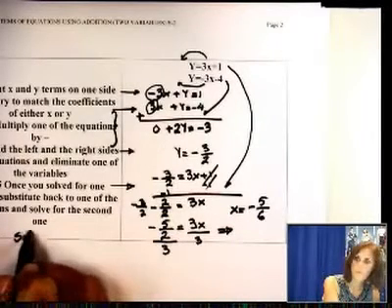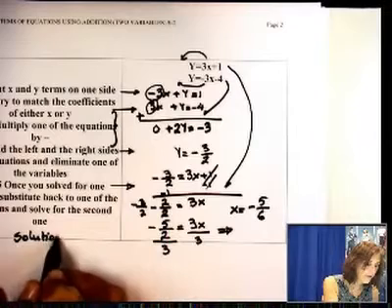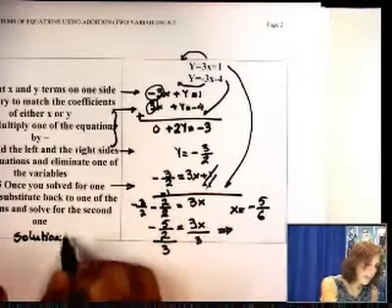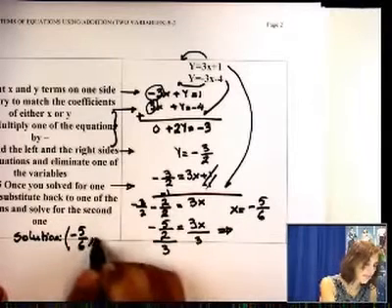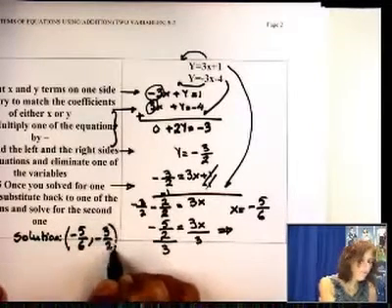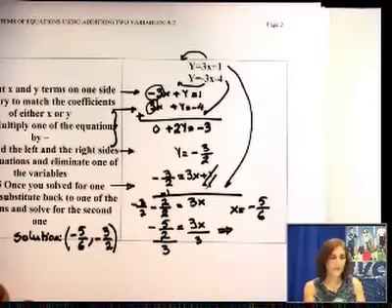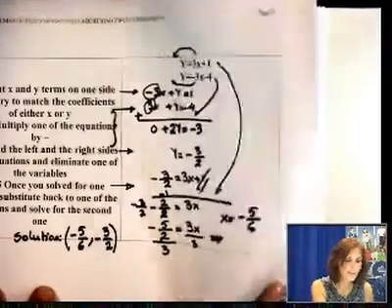So let's write the solution. The solution is then negative 5/6 for the x-coordinate and negative 3/2 for the y-coordinate. And you're done. All right, let's go to the next example.